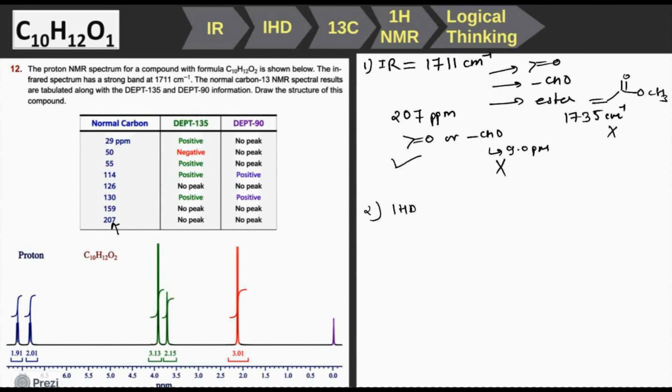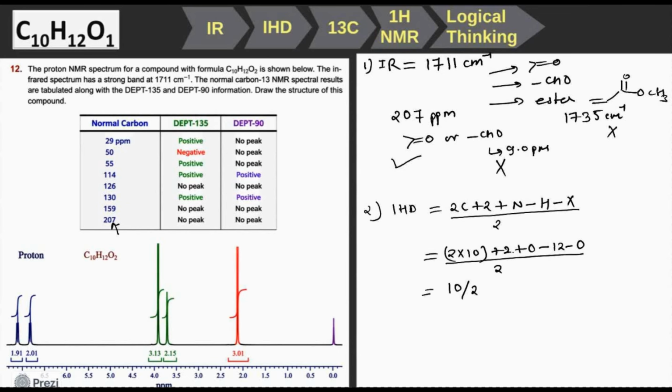The formula is (2C plus 2 plus number of nitrogen minus number of hydrogens minus halogens) divided by 2. So (2 multiplied by 10 plus 2 plus 0 minus 12 minus 0) divided by 2 equals 5. So the molecule has 5 degrees of unsaturation. It means that this molecule has one benzene ring, and one benzene ring accounts for 4 degrees of unsaturation, and 1 degree of unsaturation you can assign to the keto group. So now we have balanced the degree of unsaturation with the benzene ring and keto group.